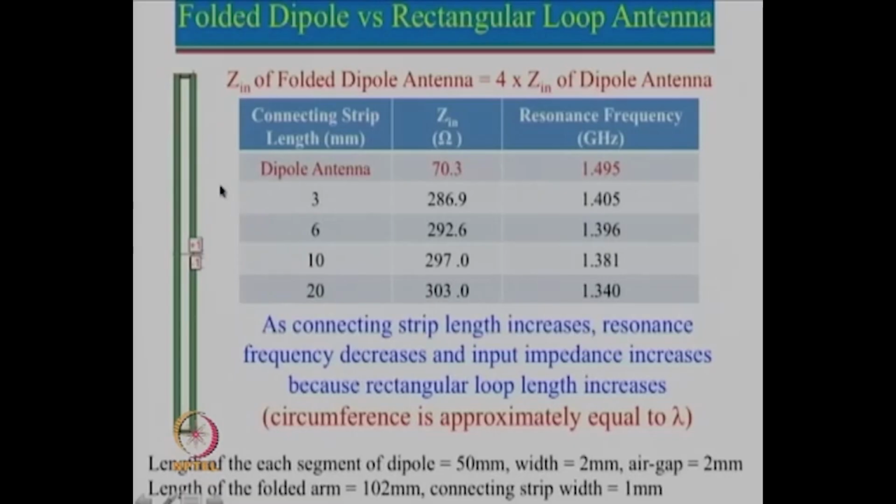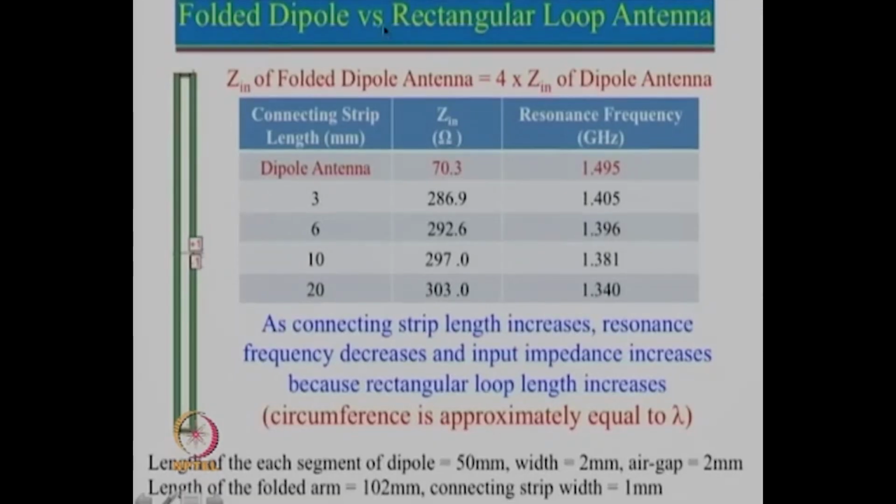So, now in the last lecture, if you recall, we talked about a folded dipole antenna, and I did tell you that a folded dipole antenna can also be thought of as a rectangular loop antenna. So, just have a quick look here. Suppose it was just a dipole antenna, a dipole antenna fed with plus minus 1. So, this is the dipole antenna.